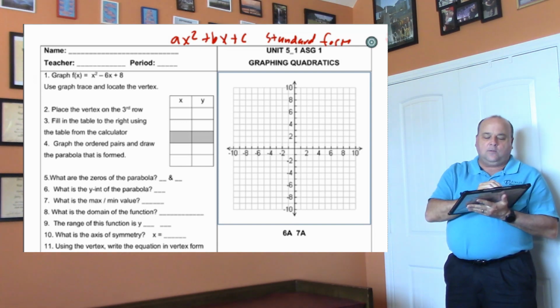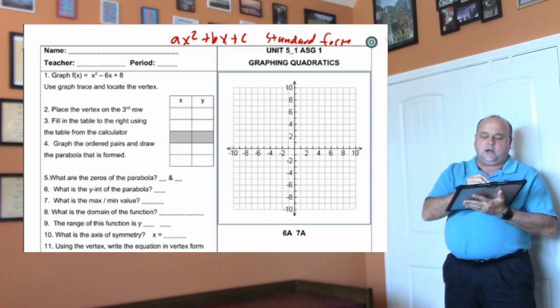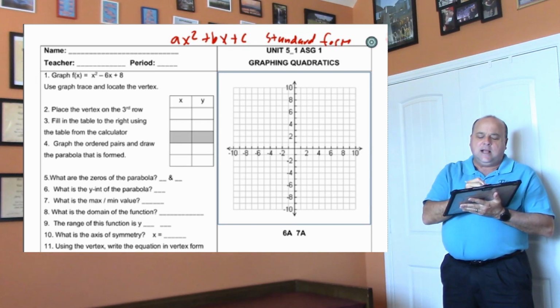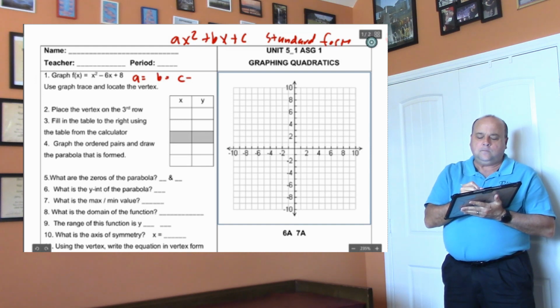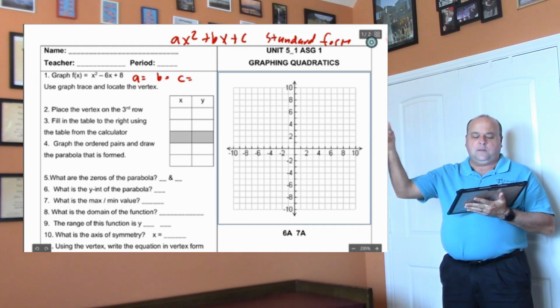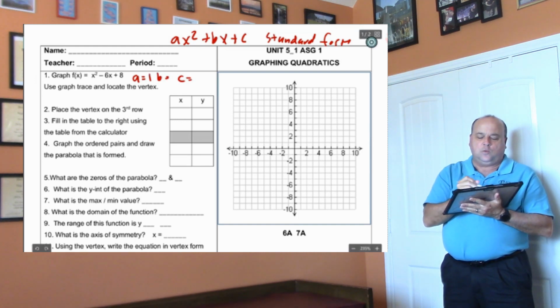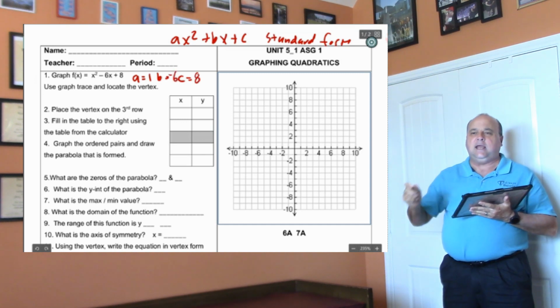Okay, so let's get going on this one. On this one right here, I forgot to put it on here, let's get the A, the B, and the C. So the A equals 1, the B equals -6, and the C is equal to 8.